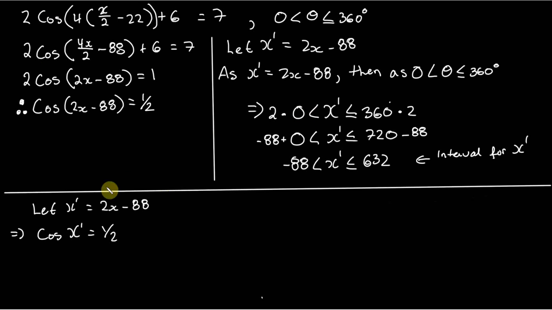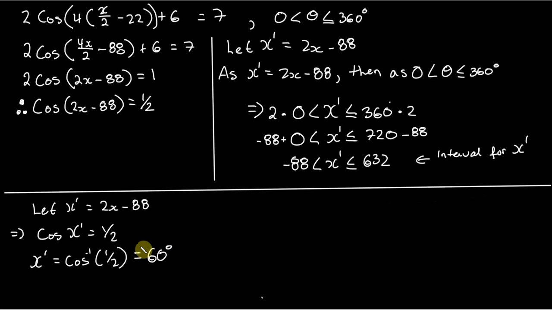And so what is big X prime? Well, this is just going to equal the arc cos of 1/2, and we know that arc cos of 1/2 is just going to be 60 degrees, right? Cos 60 degrees.